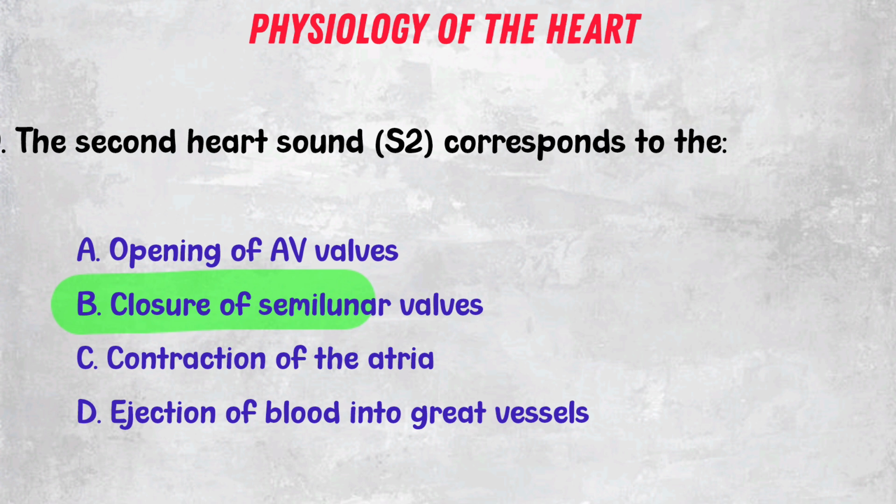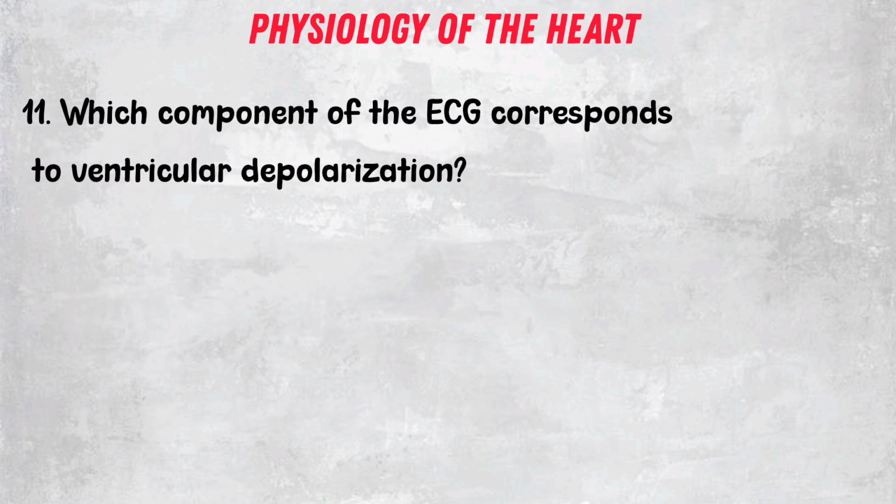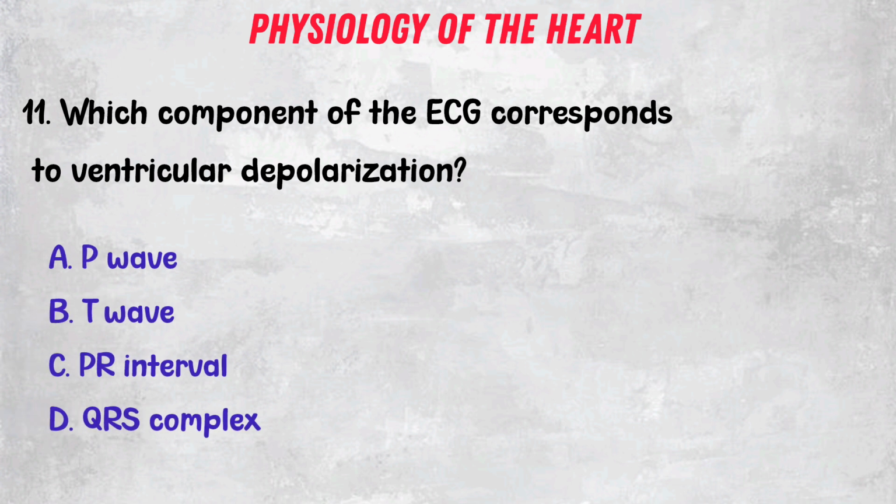Now let's move over to question number 11. Which components of the ECG corresponds to ventricular depolarization? We have A, the P wave, B, the T wave, C, the PR interval, and D, the QRS complex. The answer is actually the QRS complex. The QRS complex represents depolarization of the ventricles, which triggers ventricular contraction.